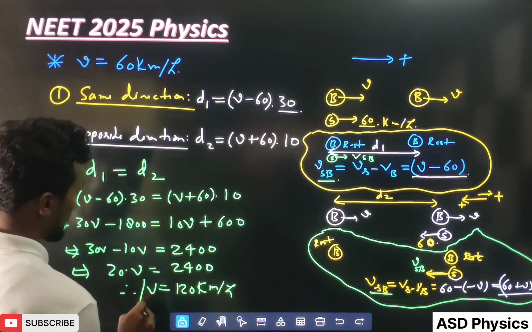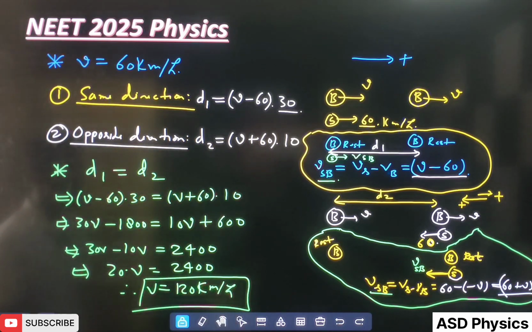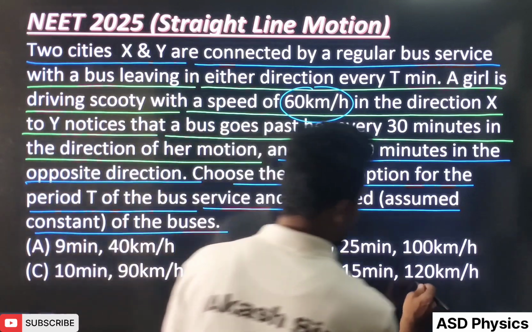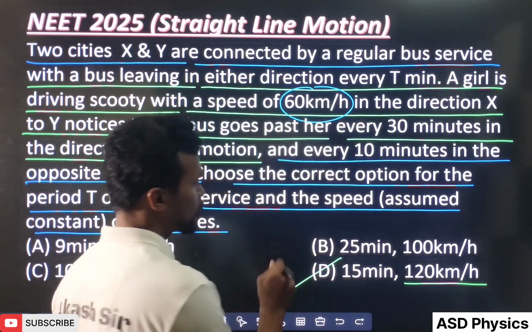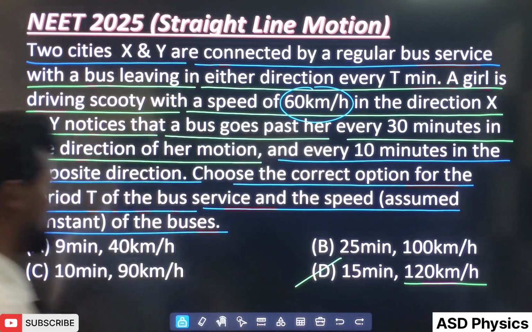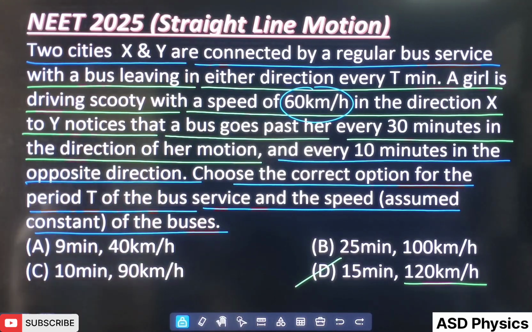Hence V equals 120 kilometer per hour. That means the speed of the bus is 120 kilometer per hour. See, this 120 is given in the options, so the correct option is option D. But I can also calculate the 15 minutes for you.